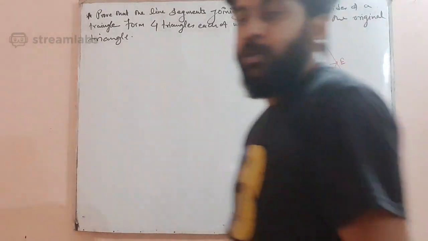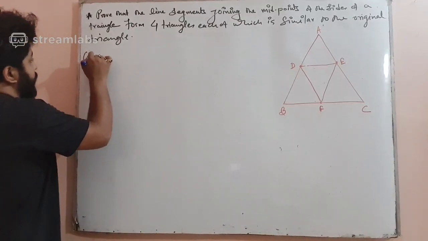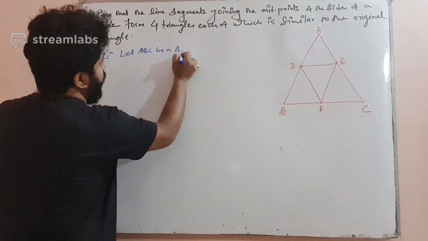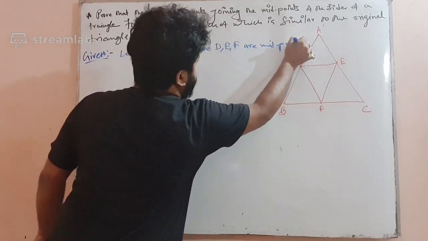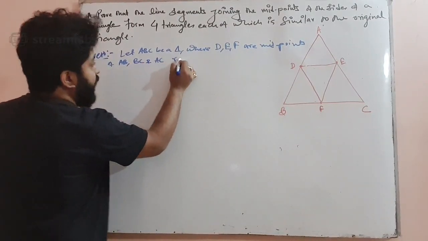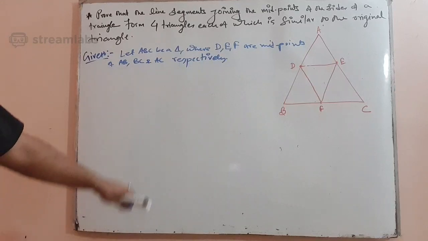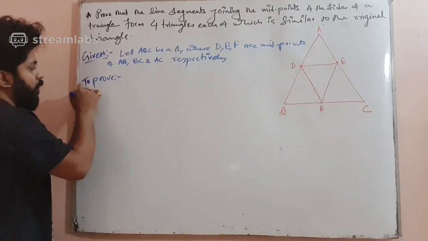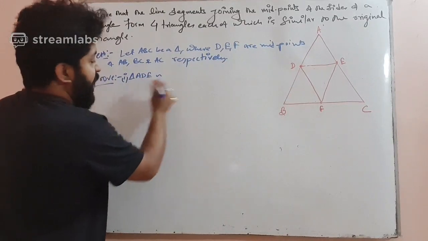Oh my god. So let's try it. It seems that it is tough or something. Let's see if it is tough or not. Given: let ABC be a triangle where D, E and F are midpoints of AB, BC and AC respectively. So our proof is: triangle ADE, number 1, is similar to triangle ABC.